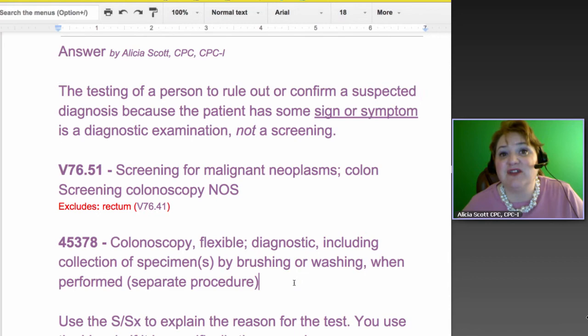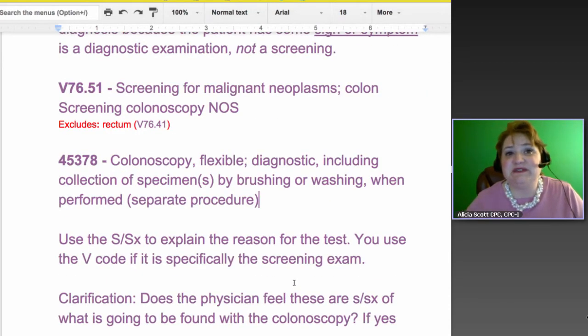Let's look at this. The other choice you have is to use a CPT code. 45378 is a colonoscopy, flexible, diagnostic, including collection of specimens by brushing or washing when performed. And that's a separate procedure. Now, keep in mind, don't let this confuse you. This doesn't mean that they have to take specimens or take a polyp or anything. This is just saying that if they do, this is your code for a general colonoscopy. This is where you start.